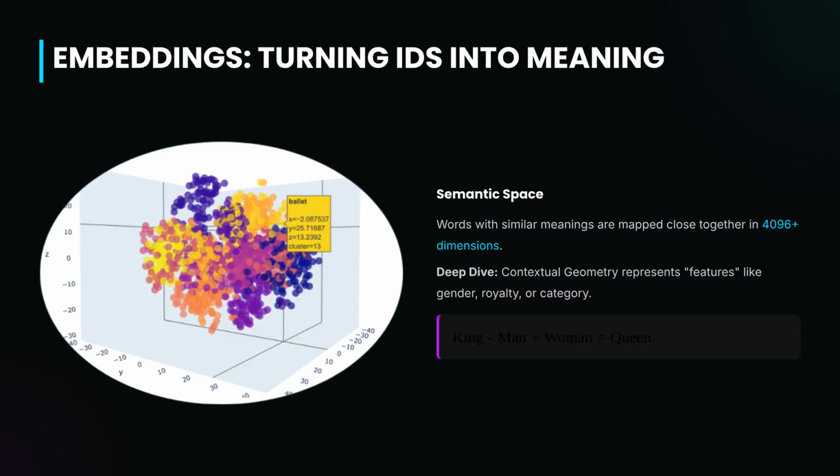Embeddings turn those IDs into meaning. In the semantic space, words with similar meanings are mapped close together in a high-dimensional space. This contextual geometry represents features like gender or category, allowing the model to understand concepts like king minus man plus woman equals queen.